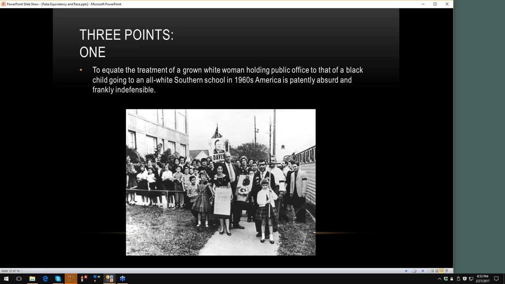The first one is, I would say to equate the treatment of a grown white woman holding public office, which, if you hold public office, criticism and protest is just part of the job. You can't escape it. But to compare that situation to that of a black child going to an all-white southern school in the early 1960s in America, to me is patently absurd and completely indefensible. There's no comparison. This is a classic example of false equivalence. There is no equivalence to be made here.